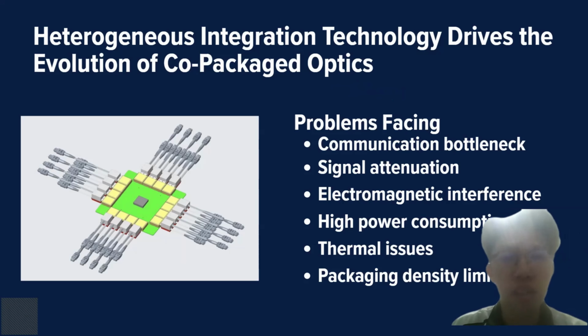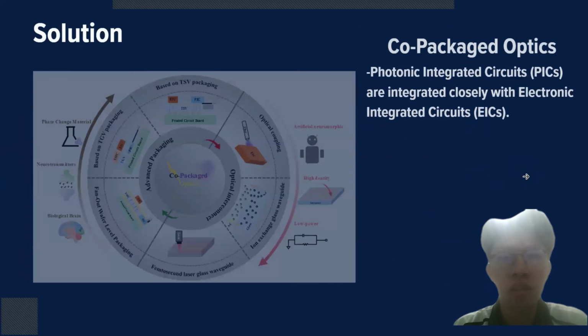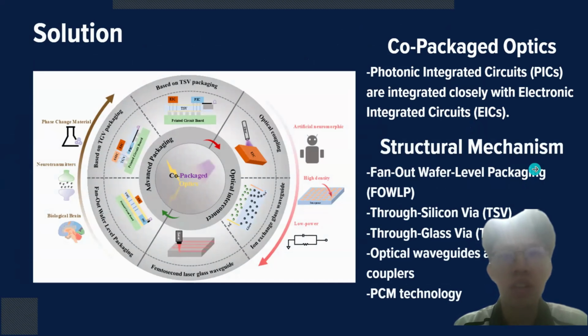Hi, Doctor. I'm Owen. This paper is focused on the bottleneck in AI, HPC, and cloud data transmission. Traditional copper interconnection suffers from signal attenuation, electromagnetic interference, and high power consumption. To solve the problem, the authors suggested a solution using CPO, co-packaged optics, with photonic integrated circuits.